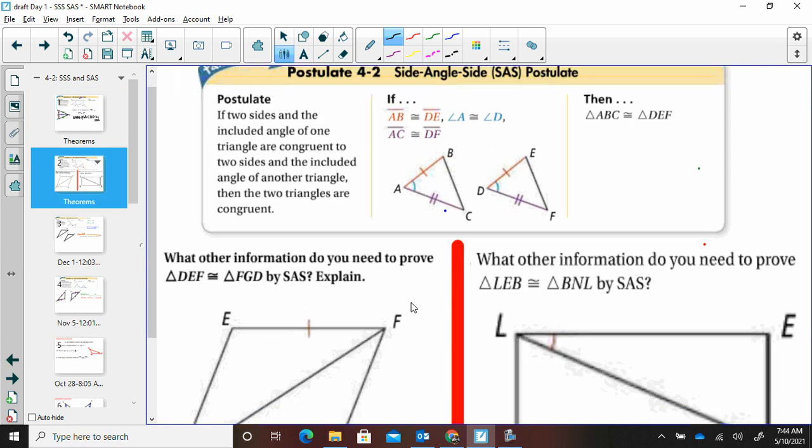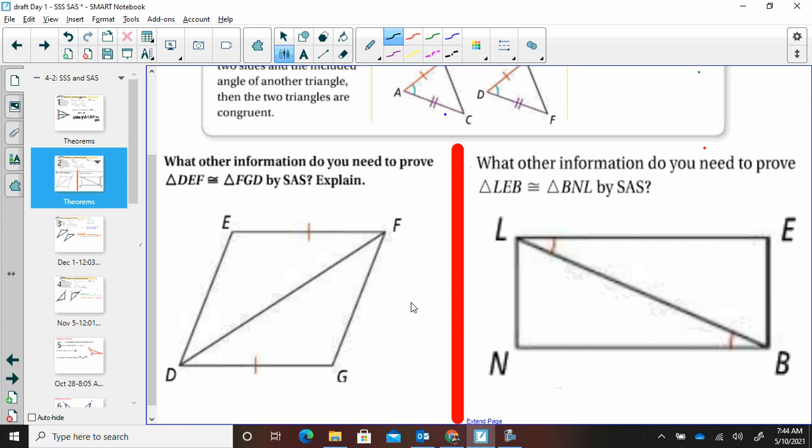All right, let's look what we have here. Now we're doing side angle side. It says, what other information do you need to prove these two triangles by side angle side? Well, they give you these two. They share this by the reflexive property. What would I need for side angle side? I have three angles to choose from.